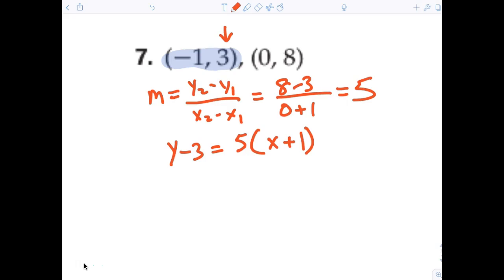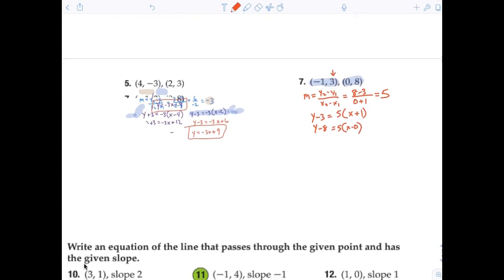Now, if you would have happened to have chosen the second answer, which you don't have to write, you just have to pick one. But we selected the first one, so that's the answer. If you did, for whatever reason, it would just be y minus 8 equals 5 times x minus 0. That's it. But it's not necessary to write them both. So now I'm happy.